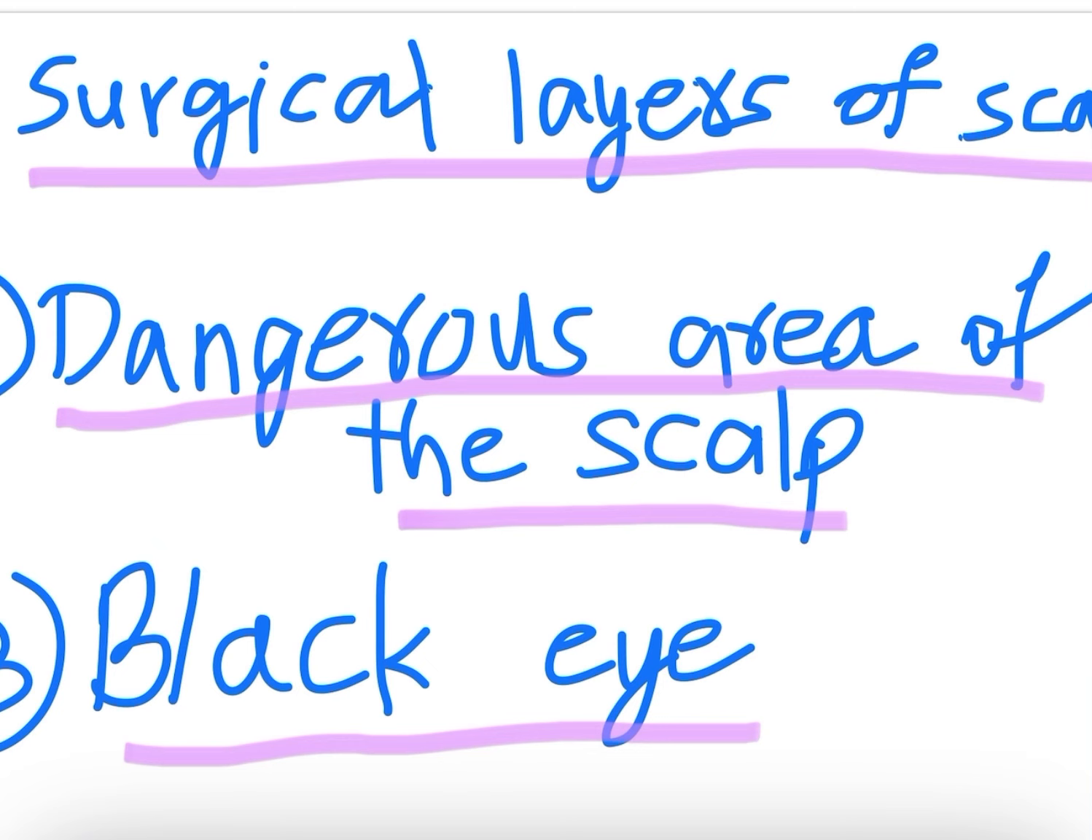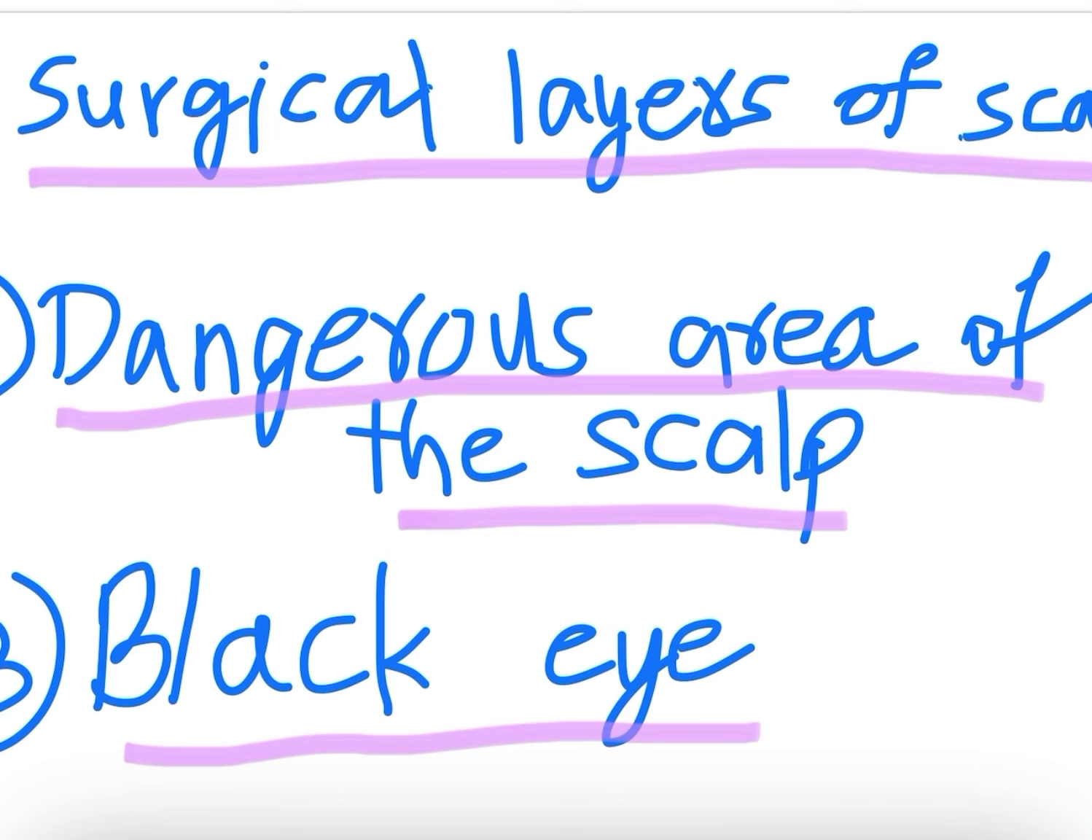First one, surgical layers of the scalp. The first three layers of the scalp are called scalp proper. Those are known as the surgical layers of the scalp. SCA means skin, connective tissue and aponeurosis. These three are tightly bound to each other. Hence these are known as scalp proper or surgical layers of the scalp, because during surgery, when the scalp is removed, these three layers come off together.